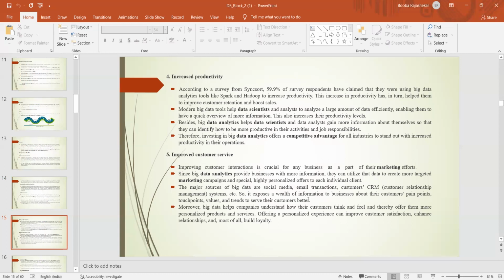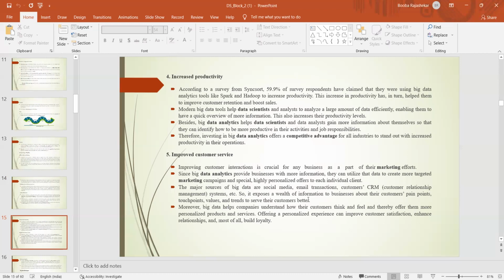Modern big data tools help data scientists analyze large amounts of data efficiently, enabling them to have a quick overview of the information. This is the increased productivity level. Next, big data analytics helps data scientists and data analysts get more information about themselves so that they can identify how to be more productive in their activities and job responsibilities.